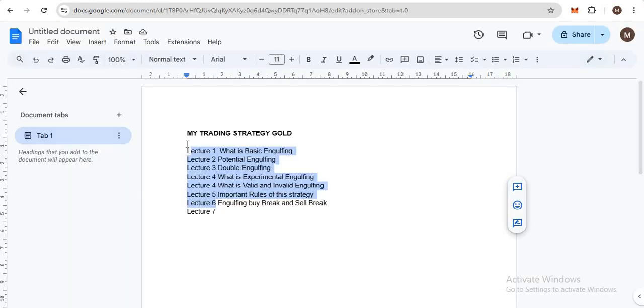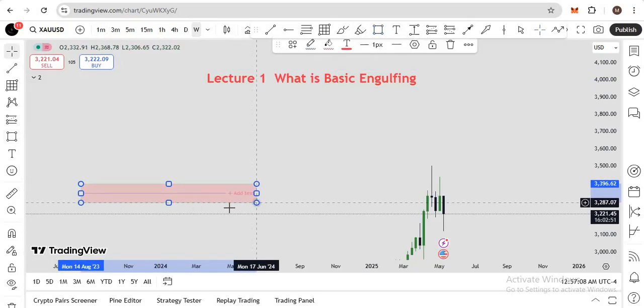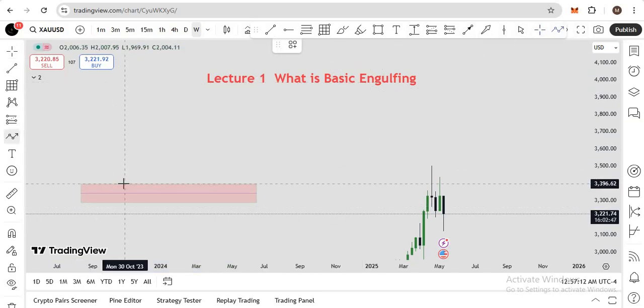I'm going to start my trading strategy series on gold. Today is lecture one: what is the basic engulfing? In this trading series, I'm going to show you this strategy, and the best point is that if you find this level, for example, this is one level, then in this level you can put your limit orders 1, 2, 3.